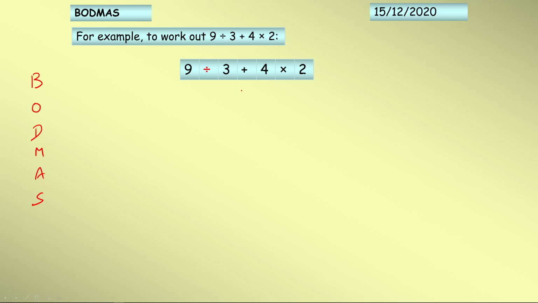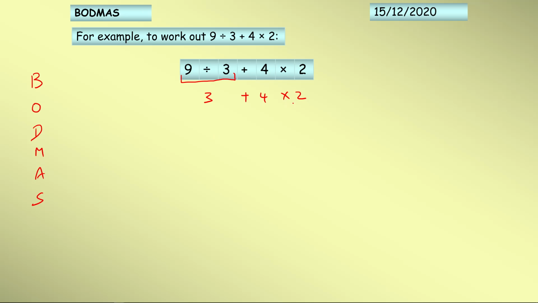I'm going to look at the operations I've got. I've got a division here, addition and multiplication. If I look down the line, I come to divide first, so I've got to do this operation first. 9 divided by 3. 9 divided by 3 is 3. We keep it in the same place, and then we've got to do plus 4 times 2 next.